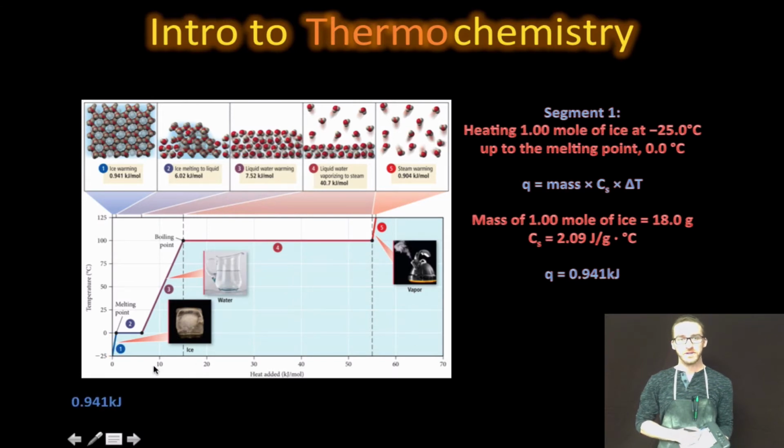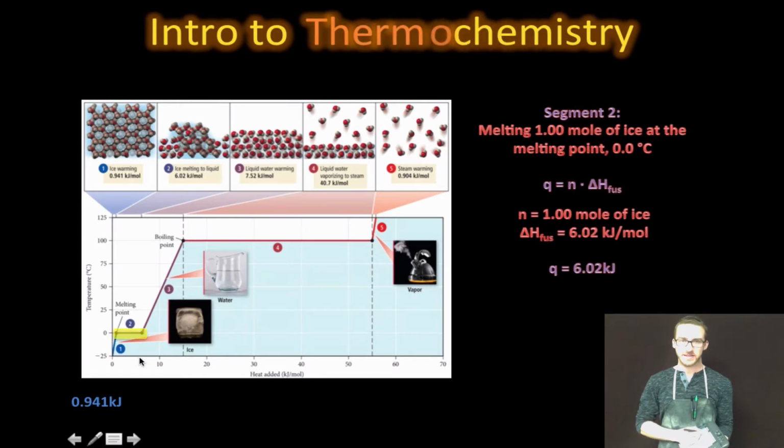Our Q value for this segment is 0.941 kilojoules of heat. That's how much heat it took to take our solid from negative 25 degrees Celsius to a solid at 0 degrees Celsius. Next, we've hit the melting point. So here we've got a plateau region and we'll use the molar heat of fusion. We're simply going to multiply our number of moles by that molar heat of fusion, which in this case for water is 6.02 kilojoules per mole. So the amount of heat required to completely melt our solid into a liquid is 6.02 kilojoules.